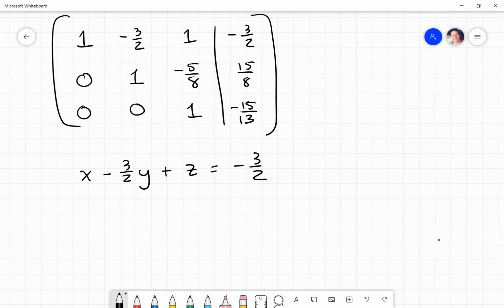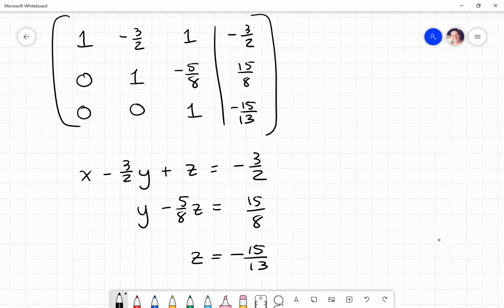Okay, second equation, there's going to be no x in it because that first entry is a 0, so that means 0x was just a 0. So we're going to get y minus 5/8 z equals 15/8. And the third row has no x or y and says z equals -15/13. So yes, I kind of chose this example because the numbers were not pretty, right? They weren't just all 2s and 5s and 7s and 1s.